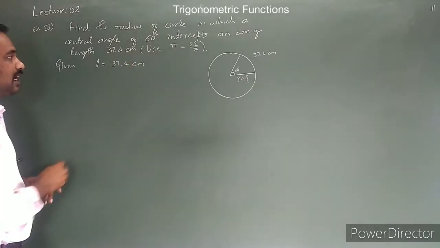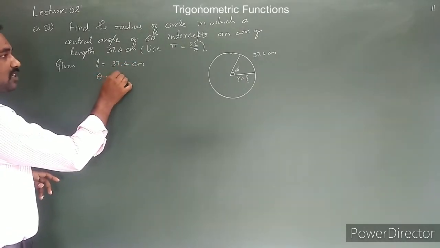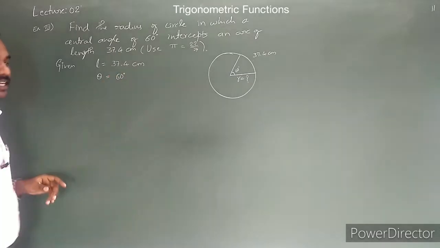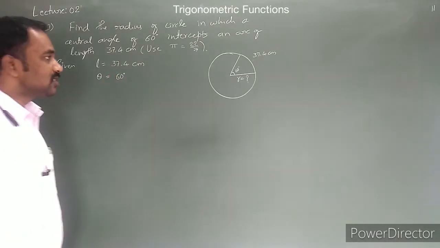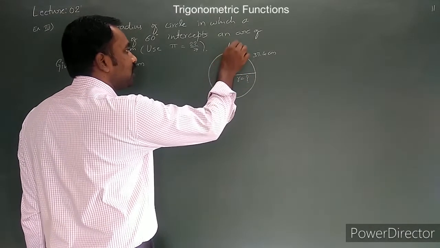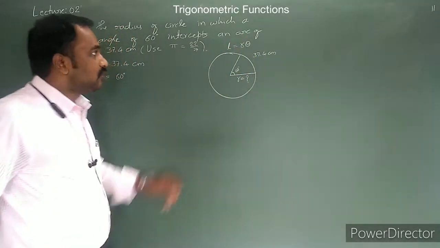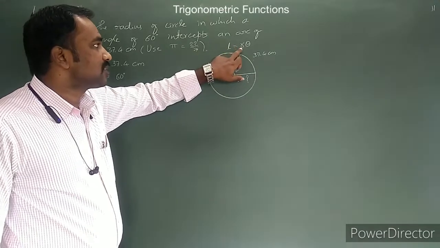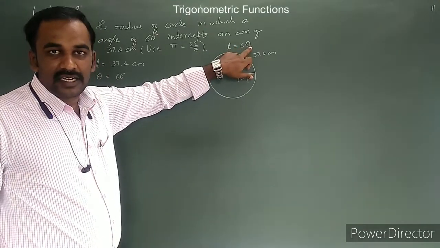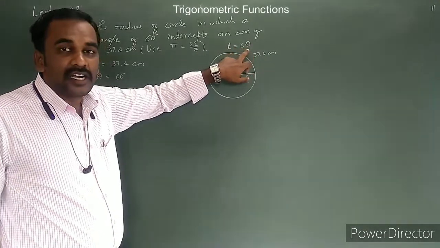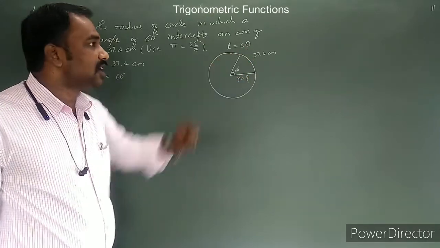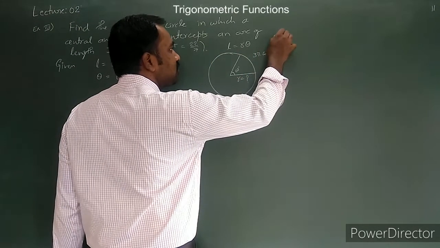37.4 centimeter. And central angle theta is given. Theta is equal to how much? 60 degree. And one more thing, you already know that our formula is L equal to r theta. Here three values are there: one is arc length, radius of the circle, and theta is the central angle. Here a condition is there for the theta. Theta must be in terms of the radian.